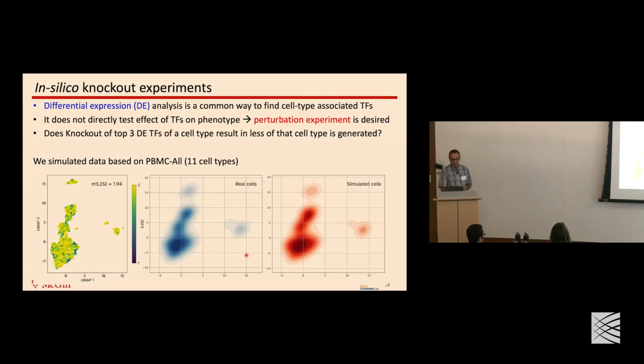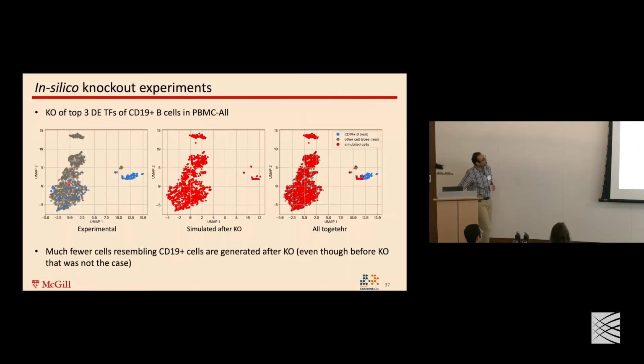And here, this is the real cell density plot. And here, the simulated cell density plot. Again, we see that these regions are all being generated, these islands. And then here, I'm showing you the results of knocking out the top 3 differentially expressed TFs of CD19 plus B cells in this data set.